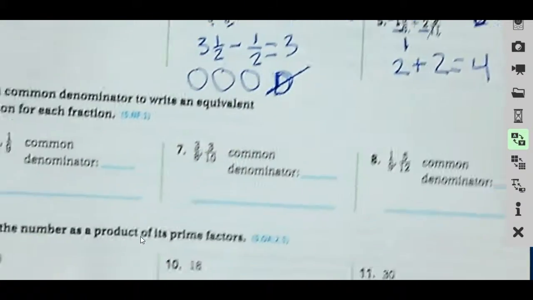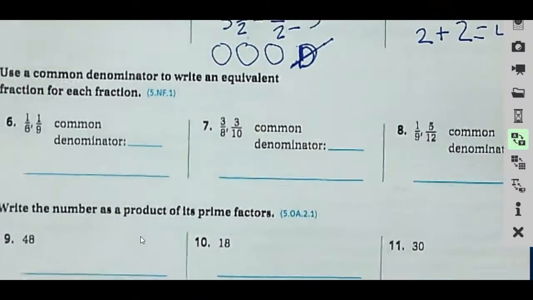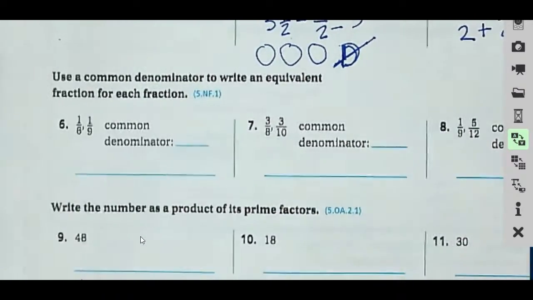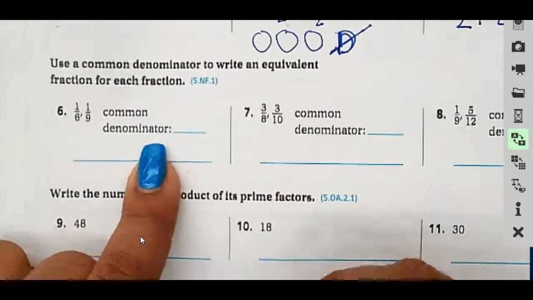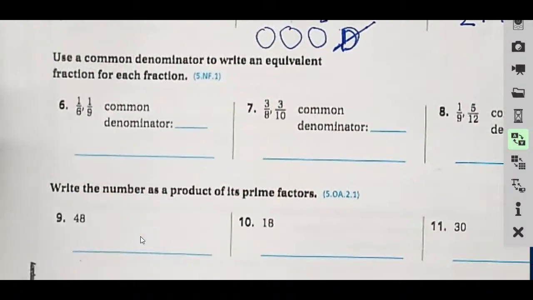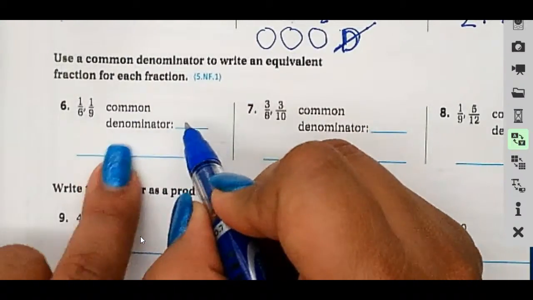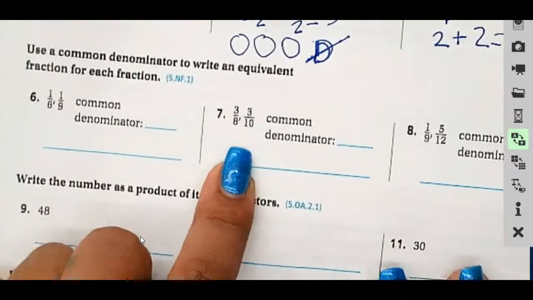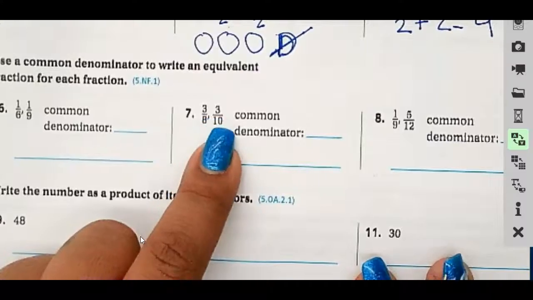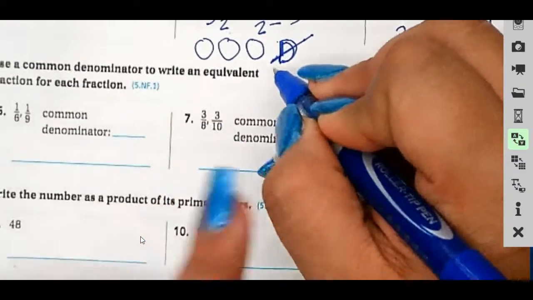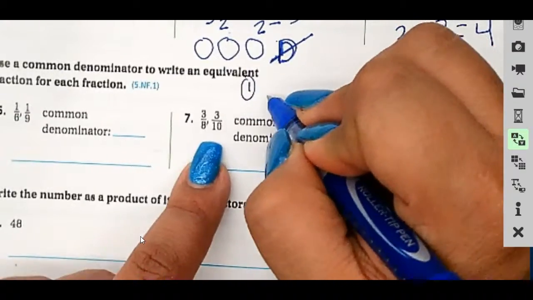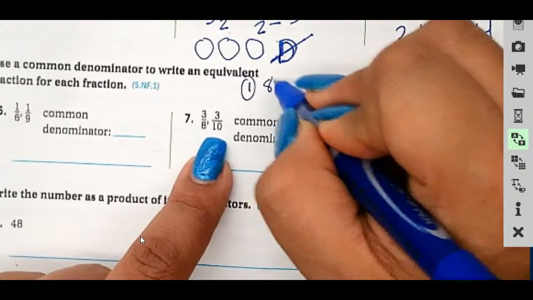All right, now let's move on to the next section. The next section will help you with the last section, finding the common denominator. So, common denominator, let's do this example, 3/8 and 3/10. The first step is to find your common denominator. You do that by writing your multiples.